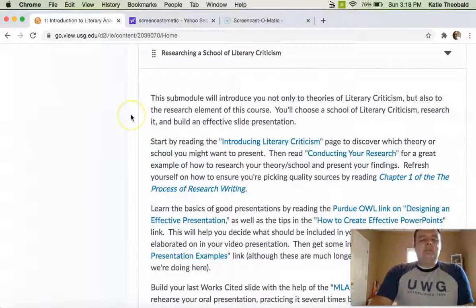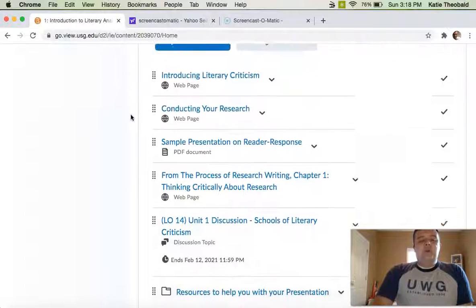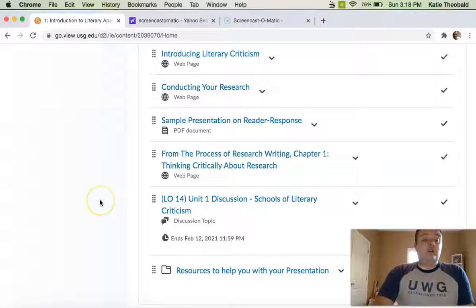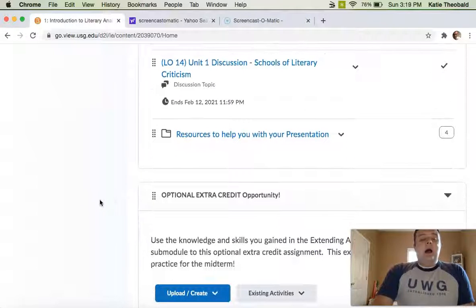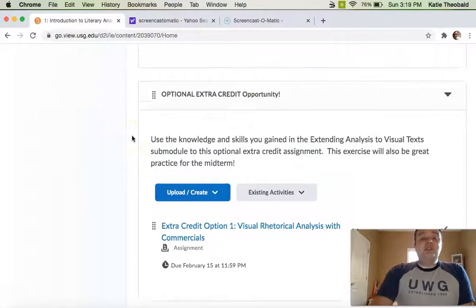And then we'll be dipping our toes a little bit into literary criticism within this unit. This is where you'll be doing a discussion board specifically on the schools of literary criticism. There is also an extra credit discussion board in here as well, but I'll talk more about that later. This is just a glimpse.